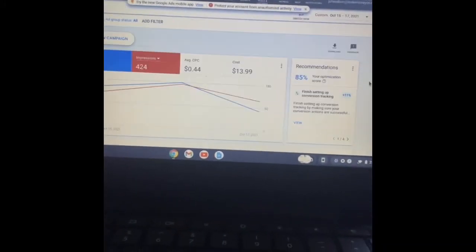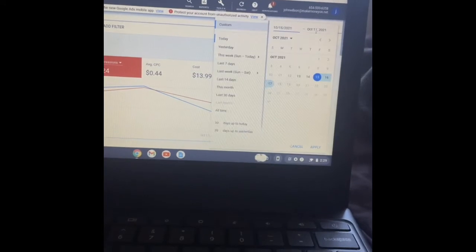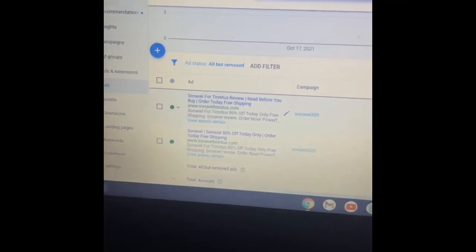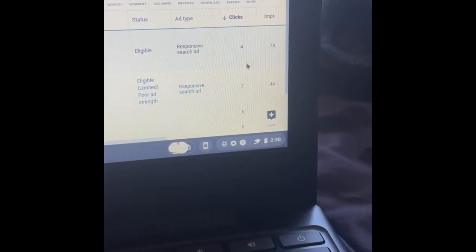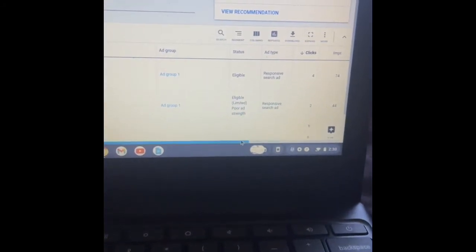So let's jump back into this. Go back to today. Let's see. Get the ad. Got 2 ads running here. I definitely have to optimize this campaign because my click-through rate is very low.